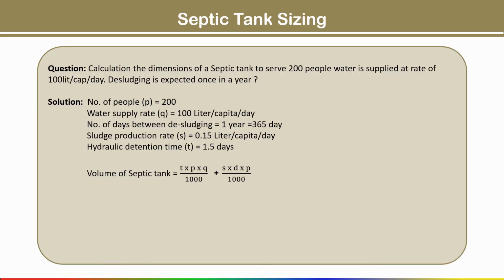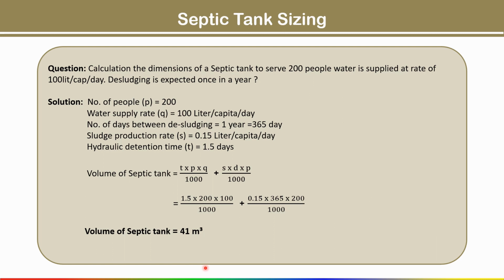Now just put all the values here. Detention time value 1.5, p, the number of people, is 200, that I have written here. Then water supply rate value is 100 divided by 1000. Sludge production rate I have written as 0.15 liter per capita per day into 365 days, meaning the number of days between desludging is 365. After that, population served is 200. So when you calculate, you will get the volume of the septic tank. How much? 41 cubic meter. Okay, this is the volume of the septic tank.